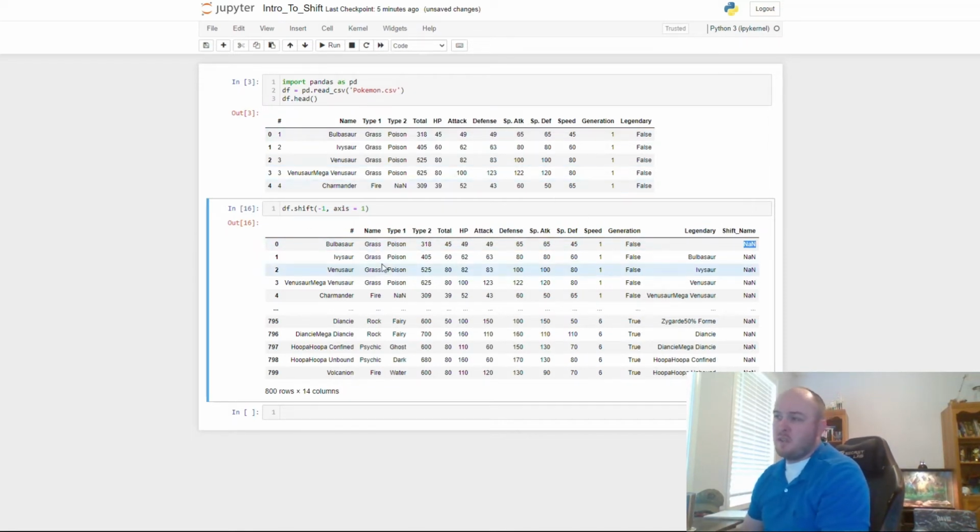So everything just got shifted back to the left. That's a powerful thing that you can use in your data frame, and we're going to talk about a bonus of how you can use this to manipulate your data in another way.